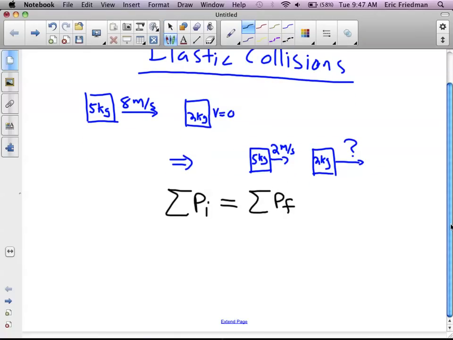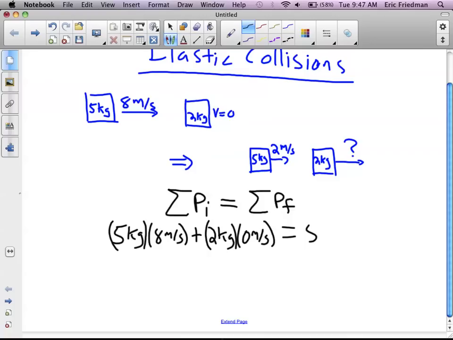So before the collision, here's what I have. I have 5 kilograms times 8 meters per second plus 2 kilograms times 0 meters per second, which of course will give us 0. That's going to equal 5 kilograms times 2 meters per second plus 2 kilograms, and I'll call this VF right there. Might be better if I called it V2F, but that's fine. We'll keep it like that.